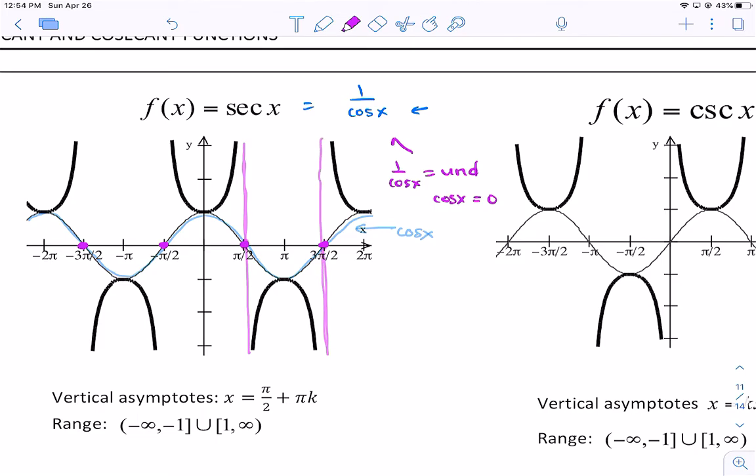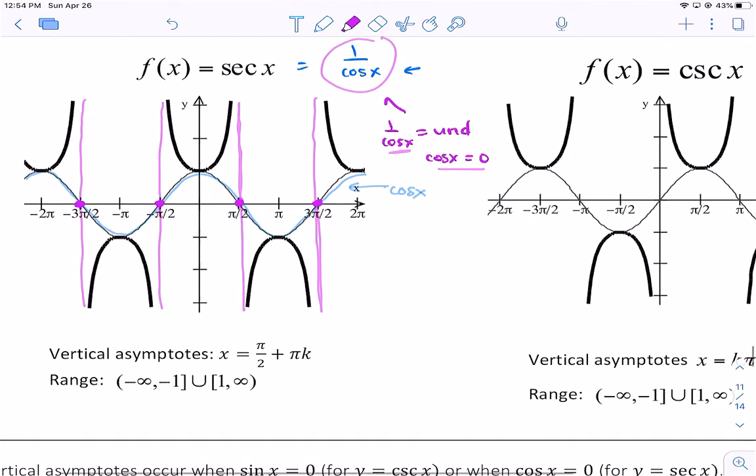So the graph of secant has a vertical asymptote anytime cosine equals 0. And again, that's because secant is defined as 1 over cosine, and it's undefined when the bottom is equal to 0. So cosine equals 0 at each of those. That gives us our vertical asymptotes.